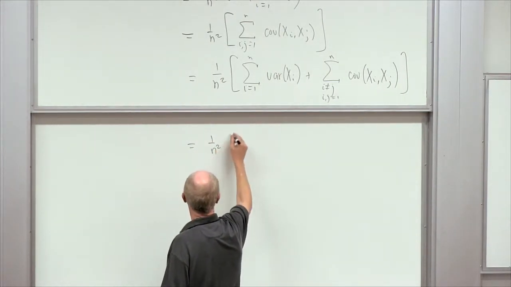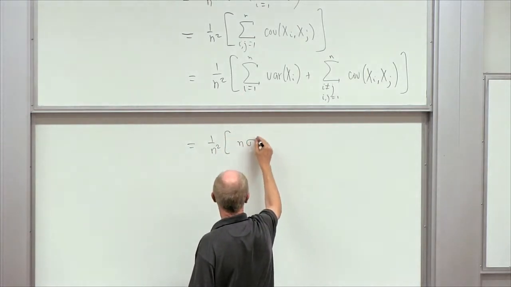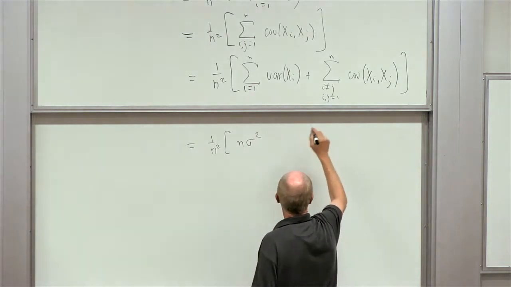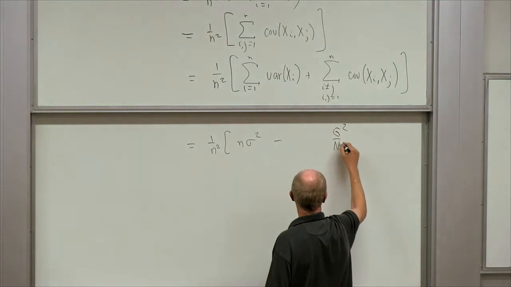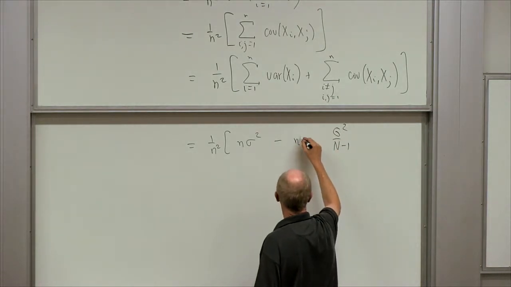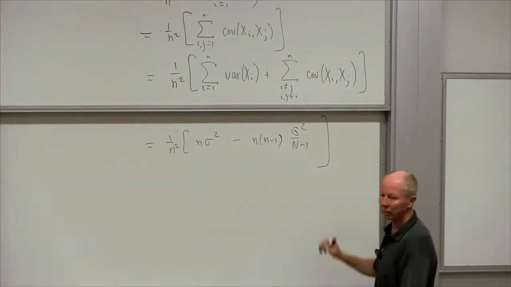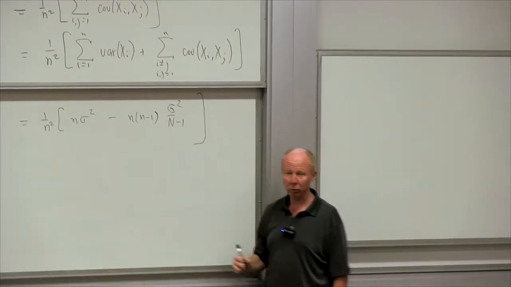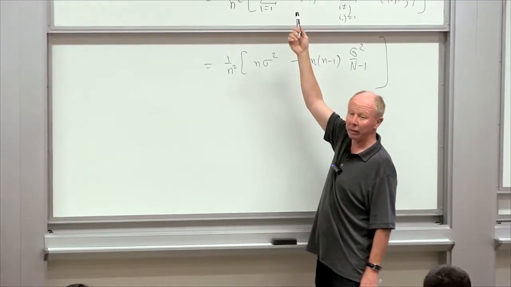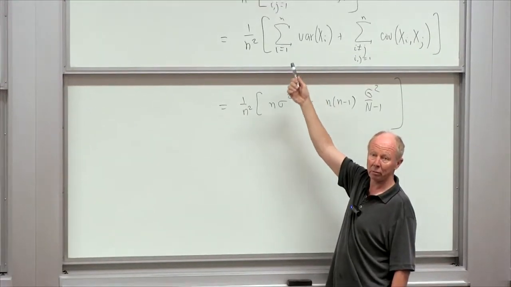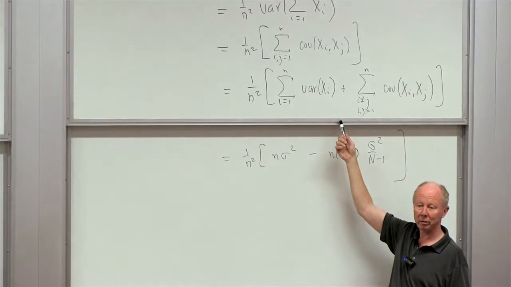And so we get 1 over n squared. Here, every term is sigma squared, n of them gives n sigma squared. Here, every term is minus sigma squared over capital N minus 1, and there are n times n minus 1 terms. Why are there n times n minus 1 terms, or n squared minus n? Well, in the previous sum, there are little n squared terms. We separate out n of them here, so that means that n squared minus n must be here.